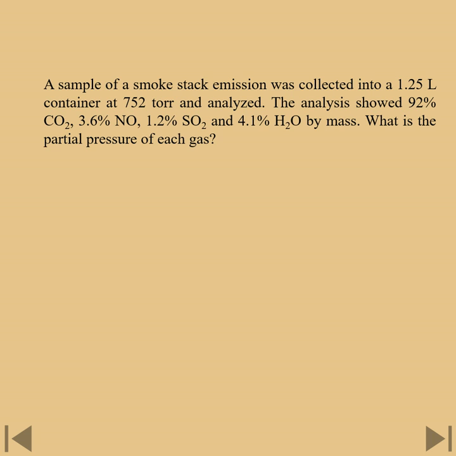We're told a sample of a smokestack emission was collected into a 1.25 liter container at 752 torr and analyzed. The analysis showed 92% carbon dioxide, 3.6% nitrogen monoxide, 1.2% sulfur dioxide, and 4.1% water by mass. What is the partial pressure of each gas?